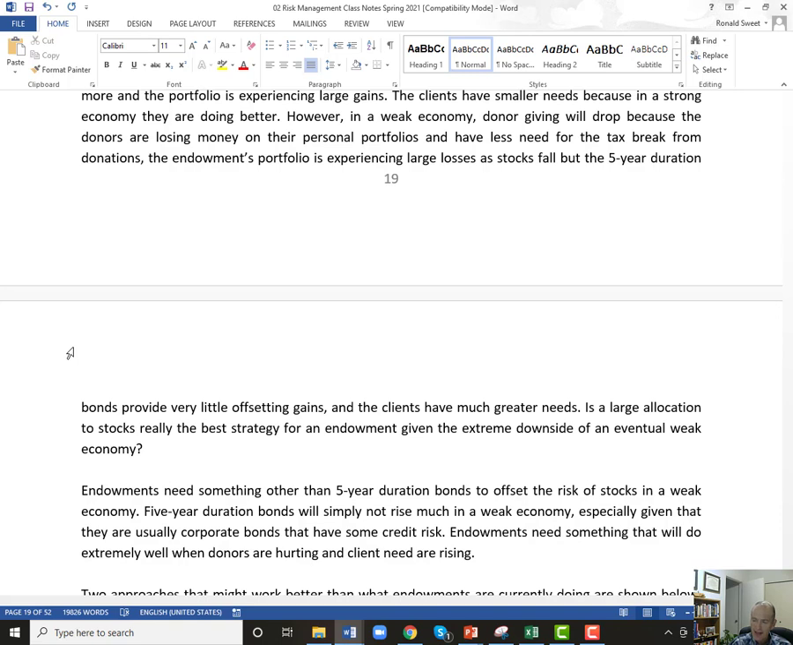And then on the client side, the clients have much bigger demands because you have a weak economy. Their financial stress is much higher, so they're asking for much more money. So everything, it's like the perfect storm. Everything is lined up. The donors are giving less, the portfolio is losing money, and the clients are asking for more help. Is a large stock allocation really what you want this endowment to do? You want something that does well in good economies and completely blows up in a bad economy.